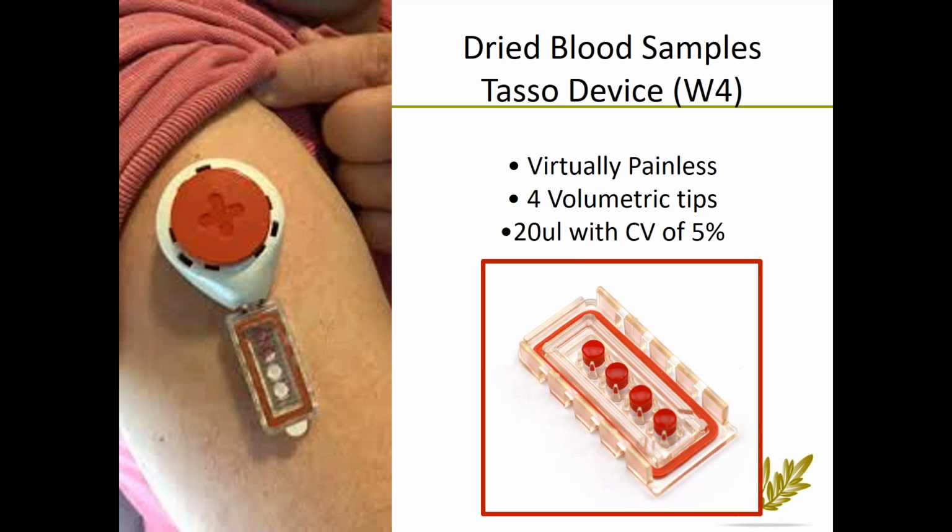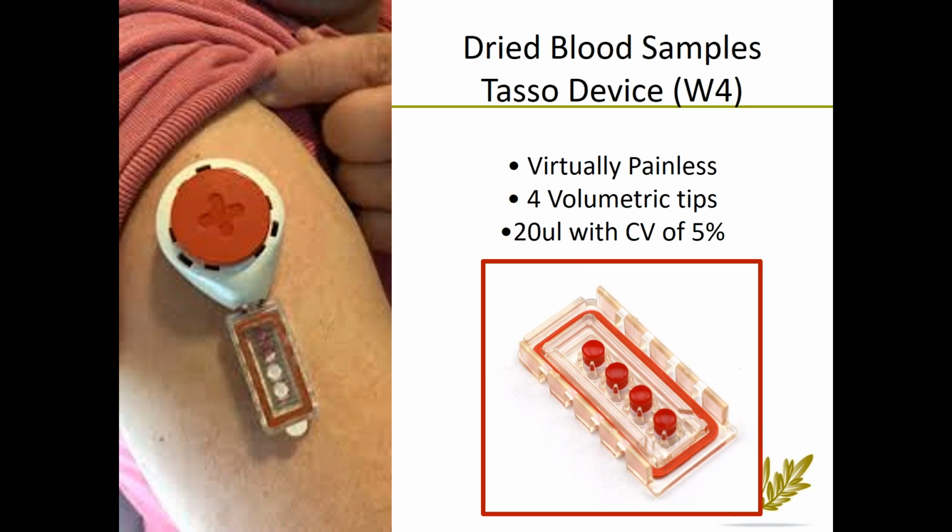You can see in this picture that the Tasso device has a big red button, and below you can see this collection, essentially similar to filter paper. On the top part of the device is the puncture that happens in the shoulder of the subject, and then blood drips into the four different wells, and those are the subject for future assays.